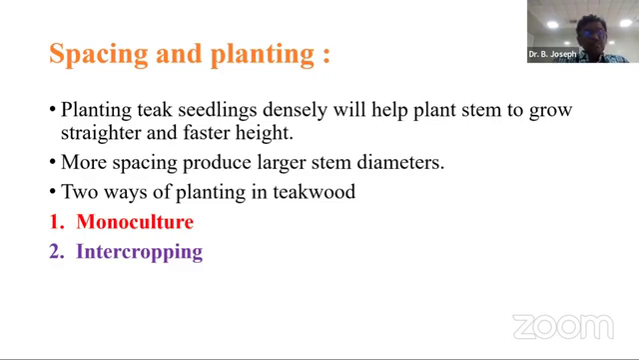So Teak can be planted as monoculture or intercropping. We can go for any crops. Intercropping also we can do because Teak grows straight. It will not have any canopy, it will not give any shade, so you can do intercropping also. We can grow this Teak.